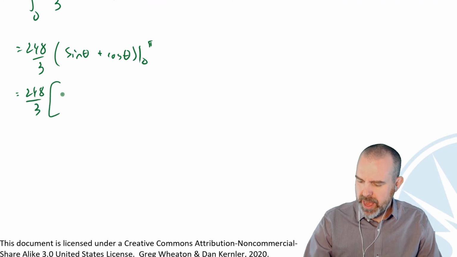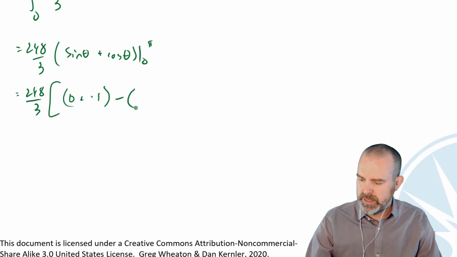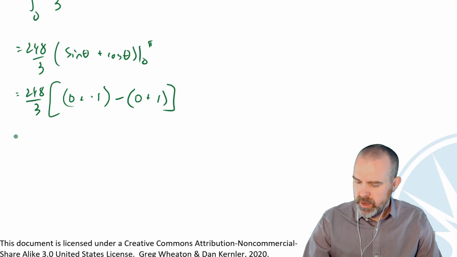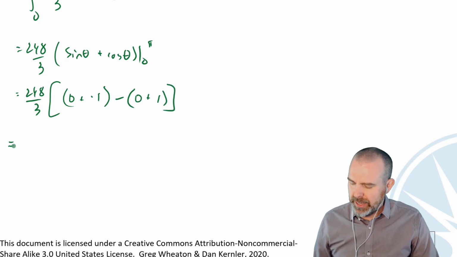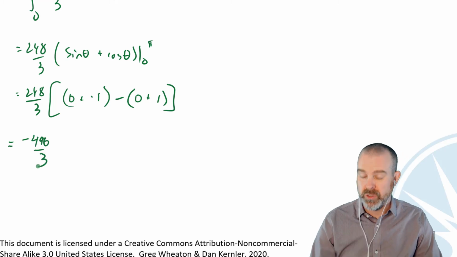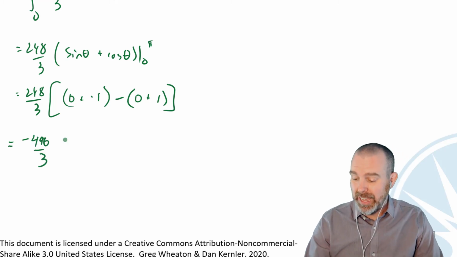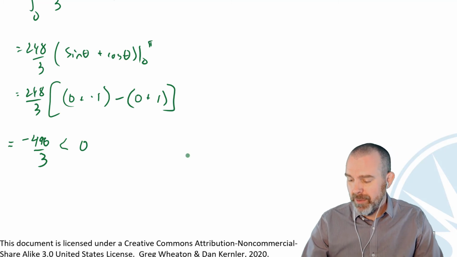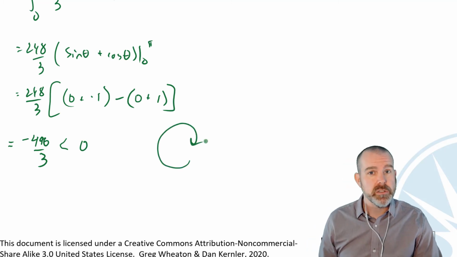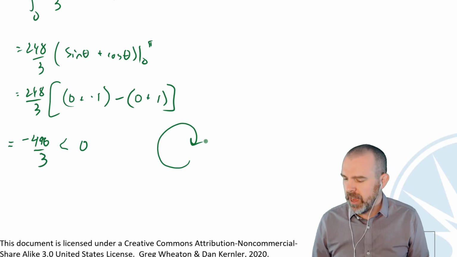And let's see, sine of pi is 0, cosine of pi is -1, minus sine of 0 is 0, cosine of 0 is 1. Looks like we get -2 in there, so -496 thirds. So that's, wow, that's very negative. What that means then is that the circulation is the other direction. It's the other direction. And check this out.